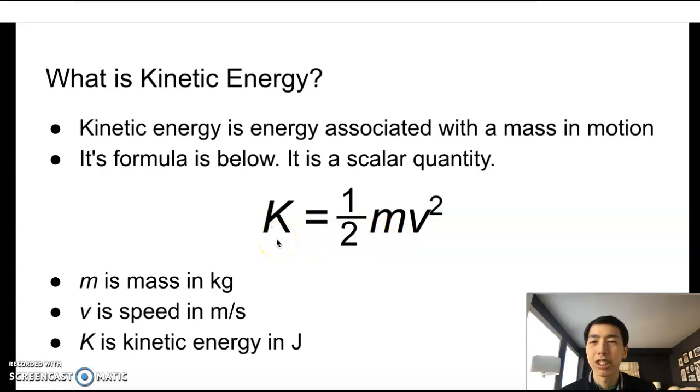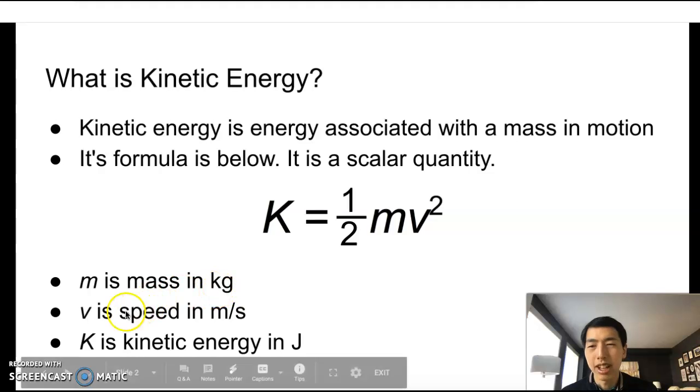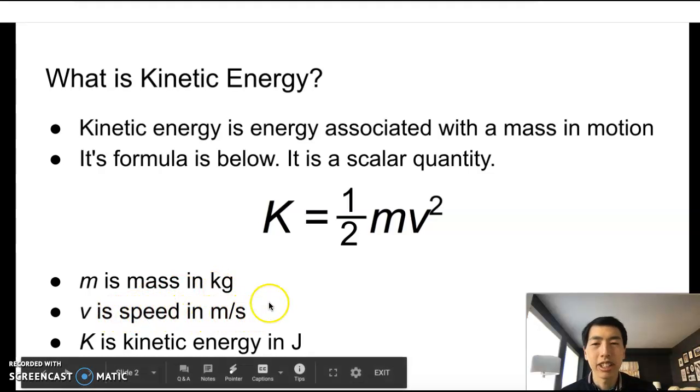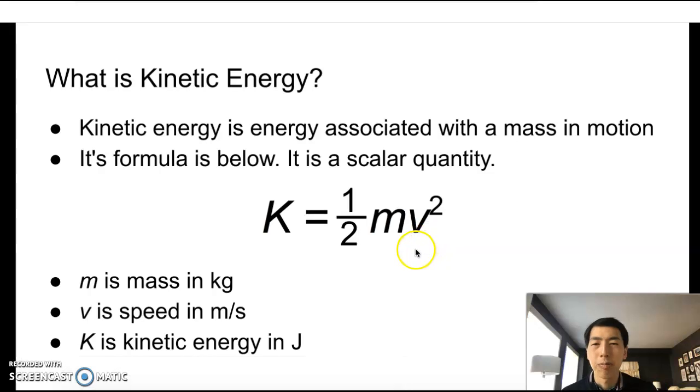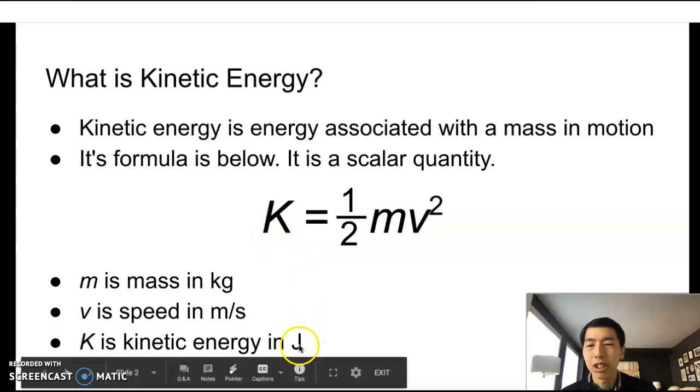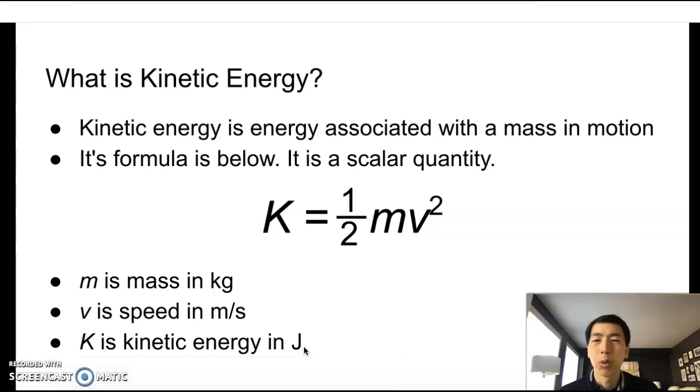Capital K is going to be our symbol for kinetic energy. And it's going to equal a half times the mass of the object times the speed of the object squared. Mass needs to be in kilograms and speed needs to be in meters per second in order for this formula to work. And after you calculate it, the units for the answer for kinetic energy are going to be in joules, which is the exact same unit as work, which we did earlier in the week.